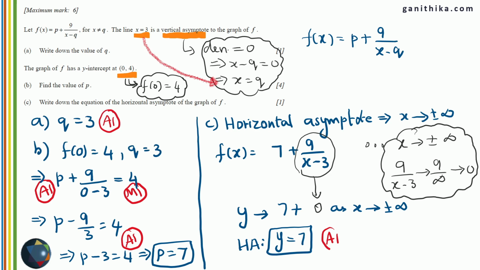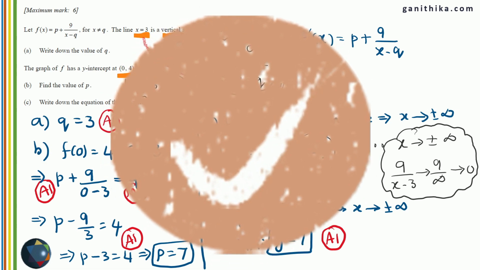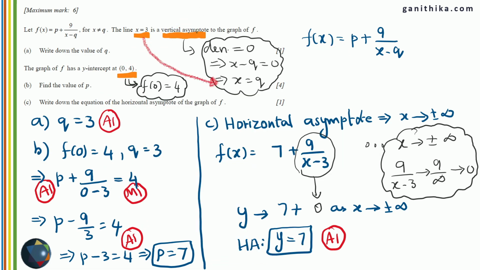And for the question C, we have just 1 mark for the equation y equal to 7. If you don't write it in equation form, you will not get this mark. So y is equal to 7 is the full answer for that A1 mark. I hope this is clear. Let's go for the next question.